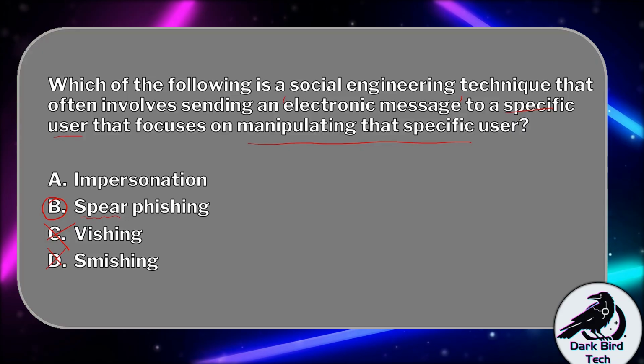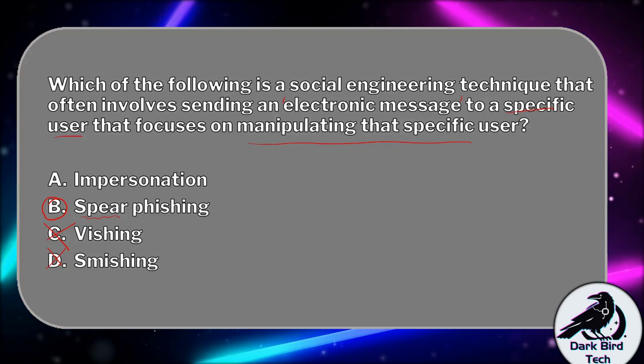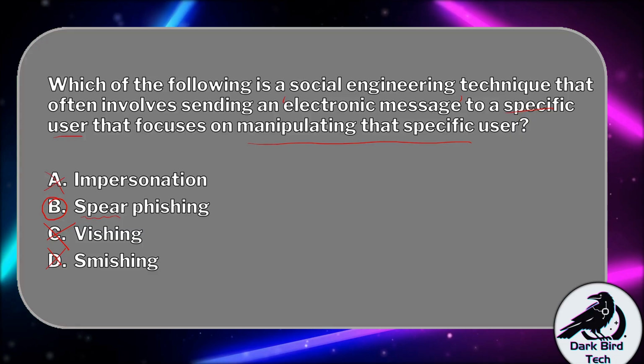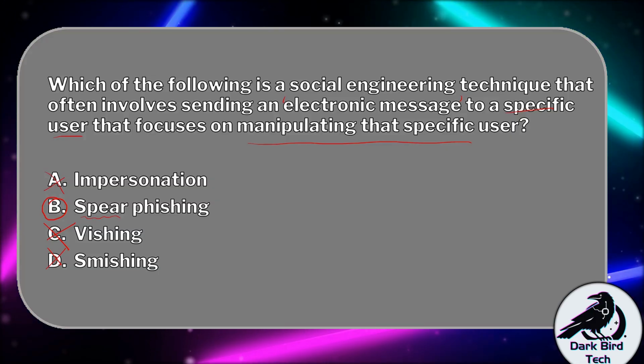Impersonation, it could have been that, but the question is, was the attacker actually impersonating somebody that this targeted individual knows? Again, the question doesn't stipulate that, so we're going to eliminate that. Spear phishing is the best fit considering it is an electronic message and is targeting one specific individual. So that's the best answer there.